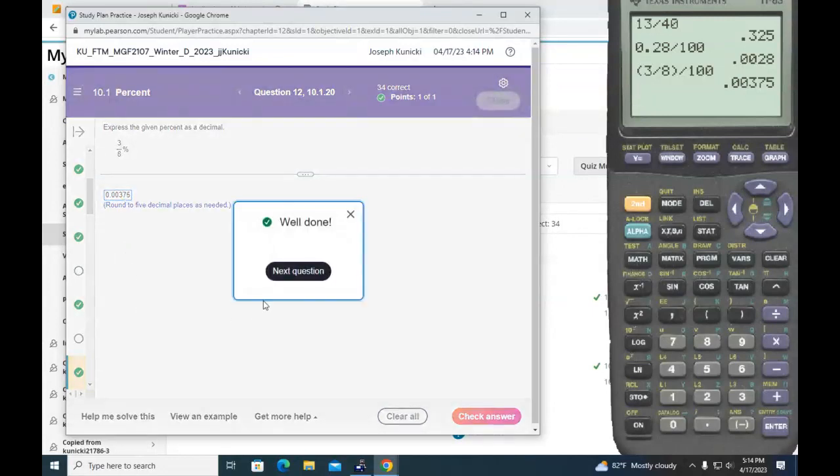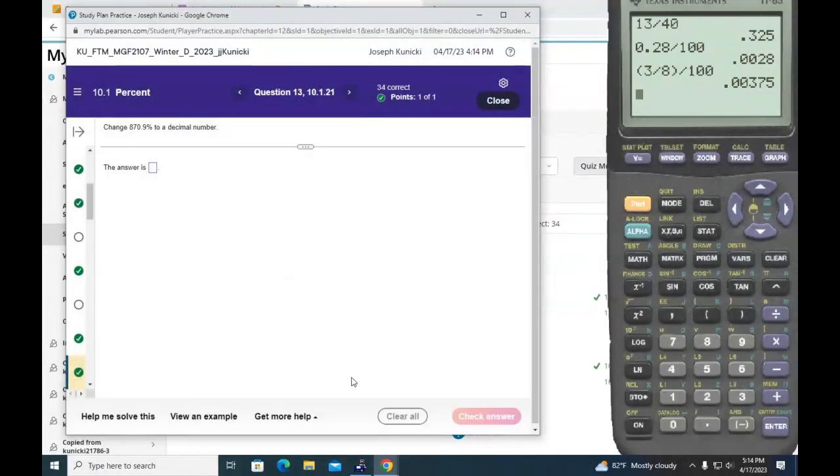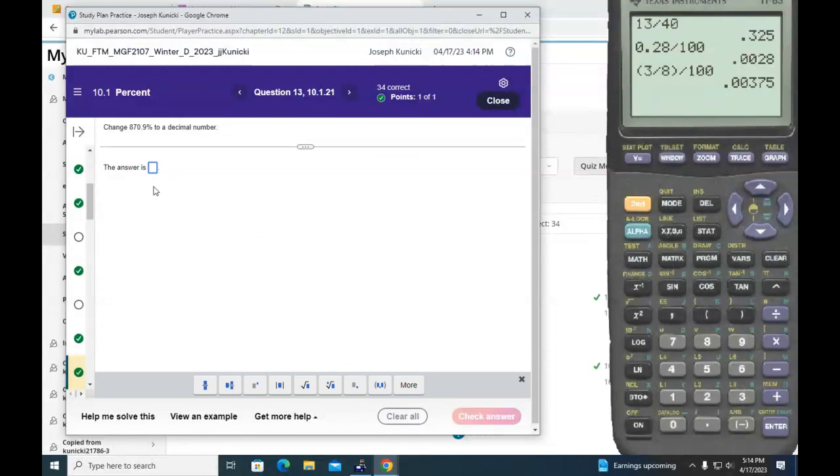Don't rush into it without doing a little bit of thought, because that's what they're trying to do here, is get you to think about it. Change this to a decimal number. Well, just move it back. No rounding here, so it's 8.079.